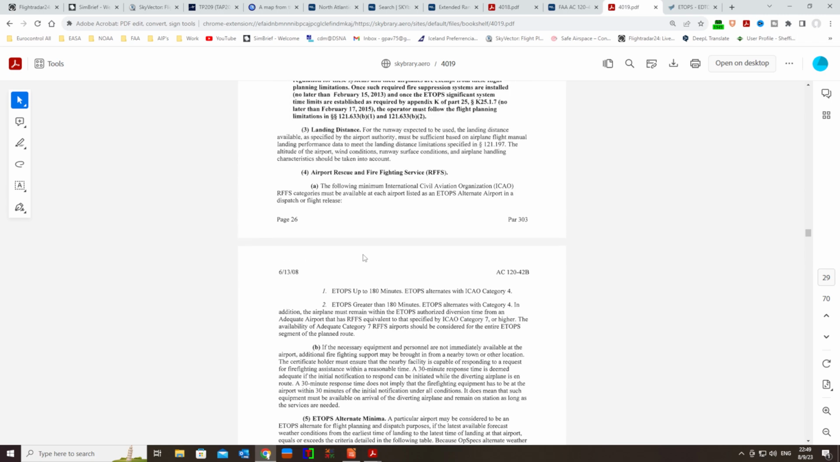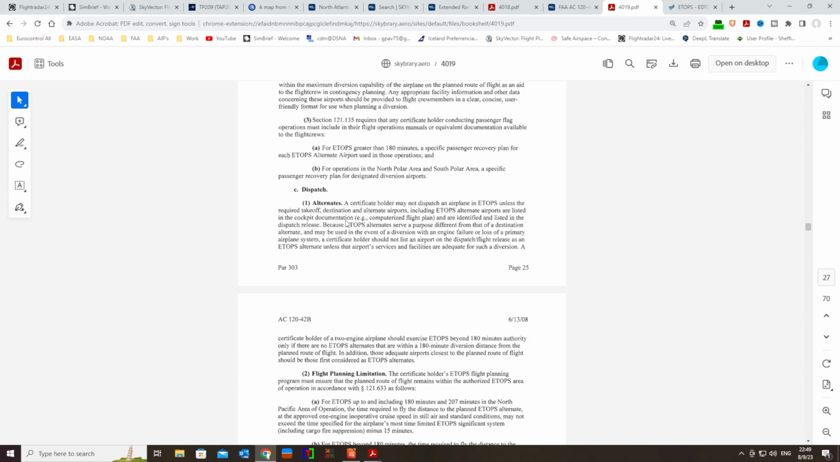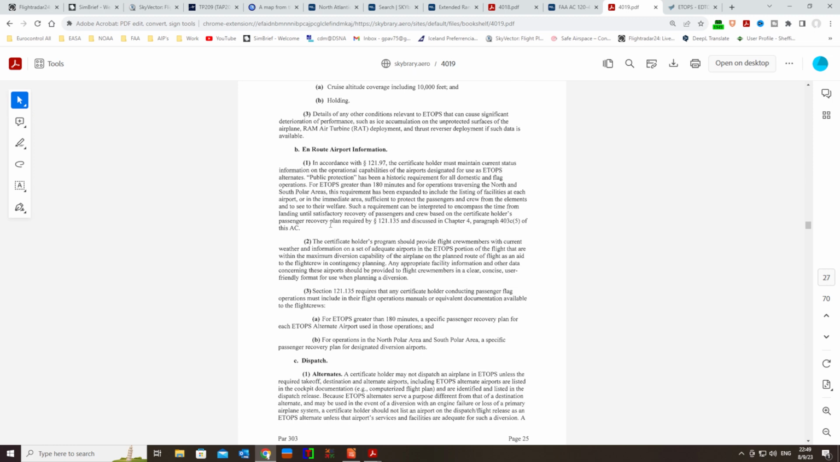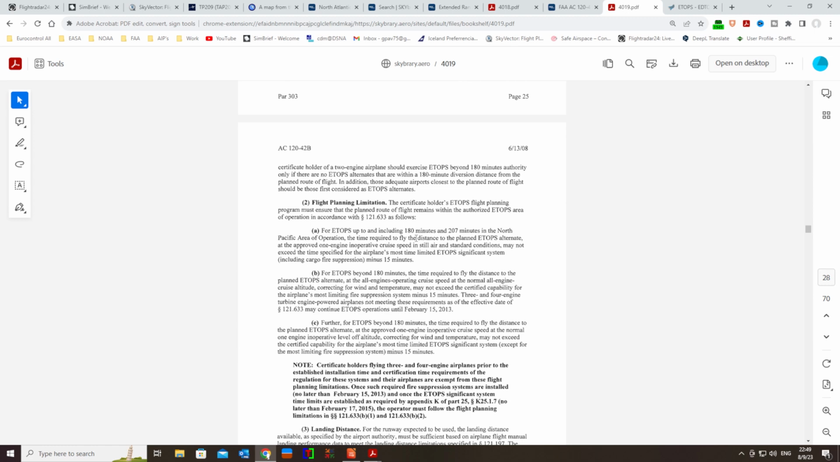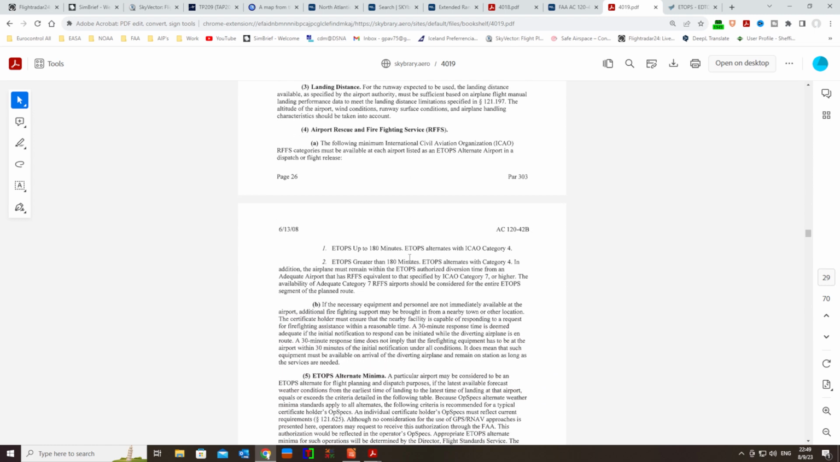This is another document you can find in Skyberry in regards to ETOPS, route alternates, and flight planning limitations. If you have MEL or CDL, configuration deviation list, items, it's either a no-go or a go. You need to closely monitor all the suitable and adequate airports in regards to the RFFS, weather, and navigation systems.